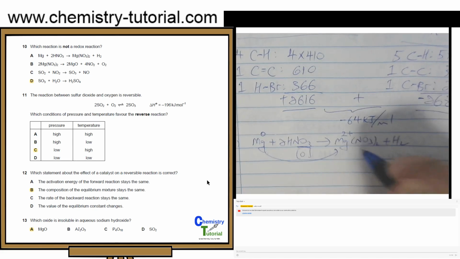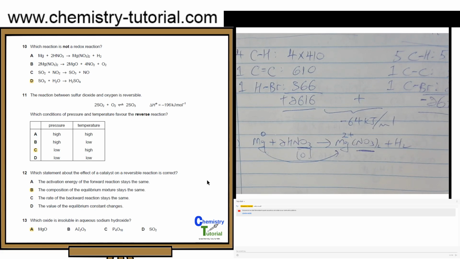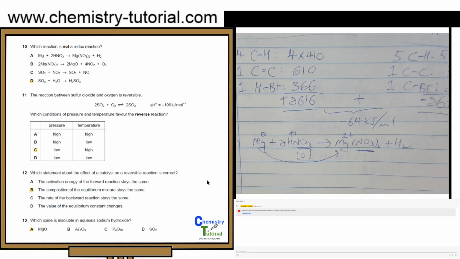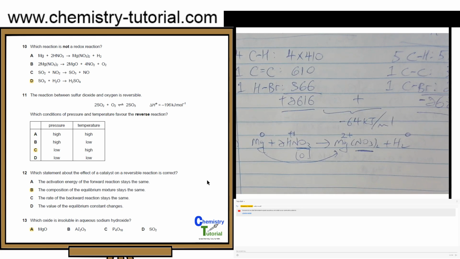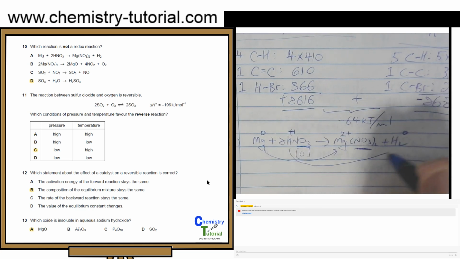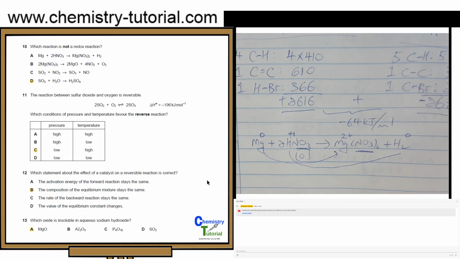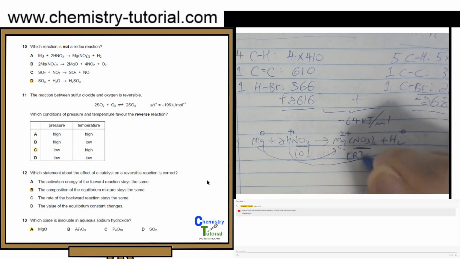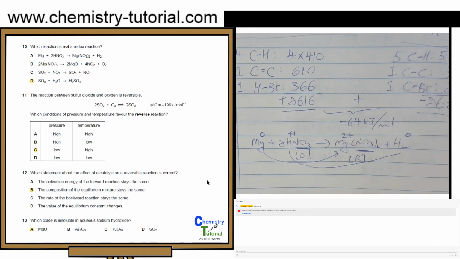We are not going to look at nitrate because both sides have nitrate ions, but we're going to focus on the hydrogen. In this case, the hydrogen has an oxidation state of +1, whereas hydrogen gas is in its elemental form, so it has 0 oxidation state. Let me just have a look. This is +1 to 0, right? Yeah, so this has been reduced. I got a bit confused. Yeah, this has been reduced. So therefore, option A is actually a redox reaction.